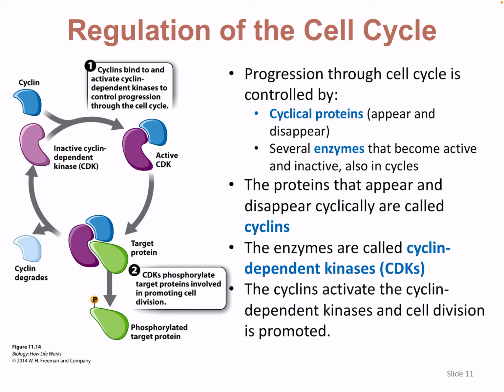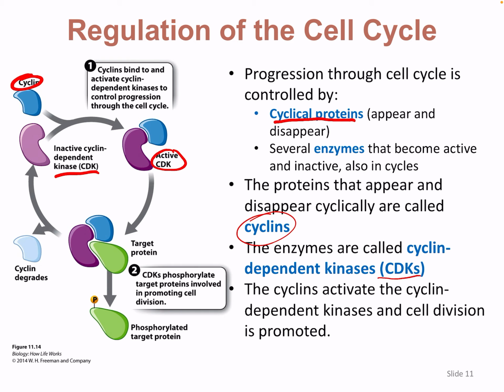So, continuation of the regulation of the cell cycle. Progression through the cell cycle is controlled by cyclical proteins, which appear and disappear. Cyclin is quite a common one. We also have our CDK, which is cyclin-dependent kinase. Kinases are involved in phosphorylation. There are several enzymes that become active and inactive in the cycles. The proteins that appear and disappear cyclically are called cyclins. The enzymes are called cyclin-dependent kinases, or CDKs.